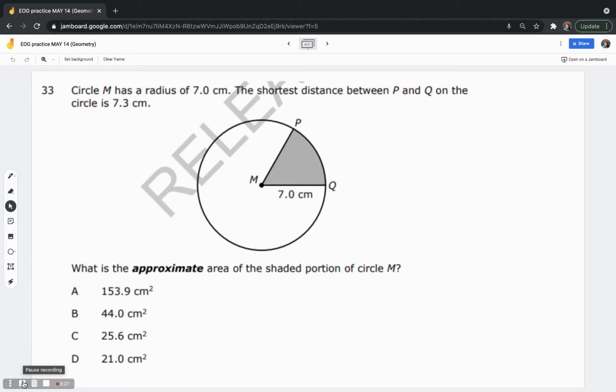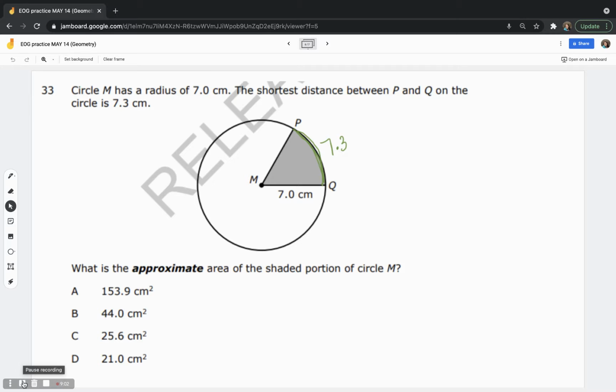Our next question says, circle M has a radius of 7. The shortest distance between P and Q on the circle is 7.3. What is the approximate area of the shaded portion? Right, so in this question, the distance between P and Q here is 7.3. That is the outside portion of the circle. So we're talking about circumference here.